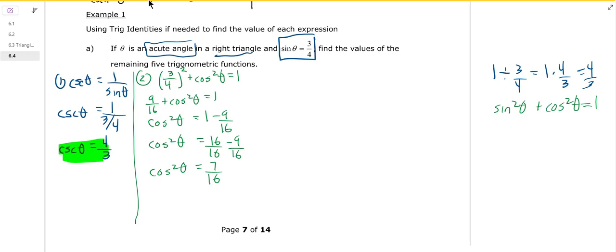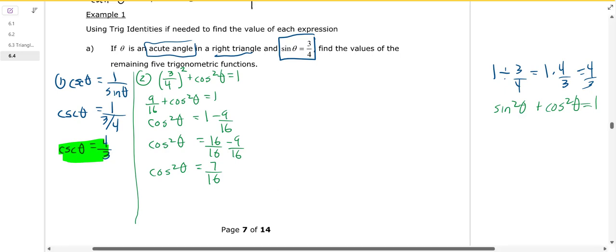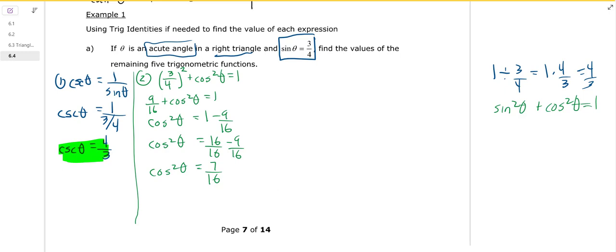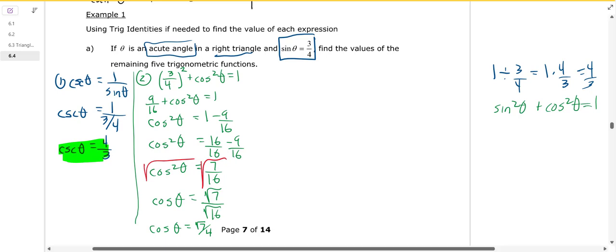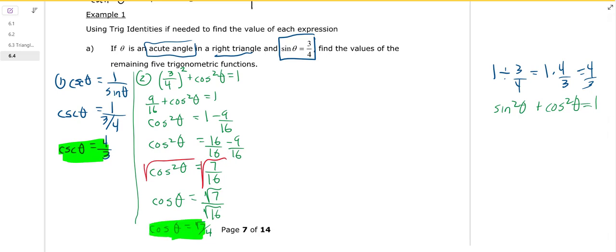Now, what we're trying to do is find the cosine. So you can think of this just like an equation where you do the square root property. You can do the square root of both sides. And what you would get is the cosine theta. You can split this into the square root of the numerator and denominator separately. You can do that in your head. So you get the cosine theta is square root of 7 over 4. Okay, so that would give us another trig function. We still got 3 others to do.